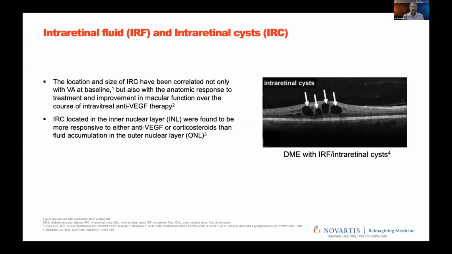So we see two types of fluids in patients with diabetic macular edema. We have the intraretinal fluid or the intraretinal cysts, and the location and the size of these intraretinal cysts not only correlates with the visual acuity at baseline, but also correlates with the anatomical response to treatment. So if the cysts are located within the inner retinal nuclear layer, they're more responsive to the injections as compared to cysts which are located in the outer nuclear layer.